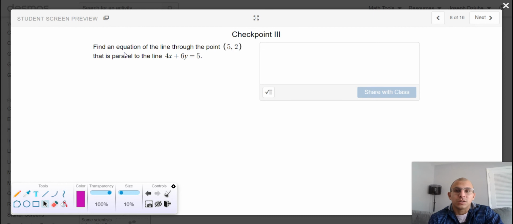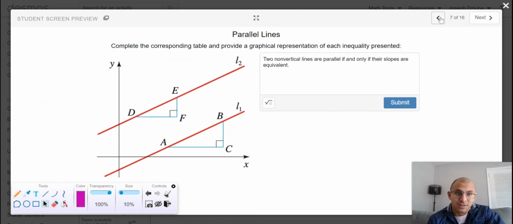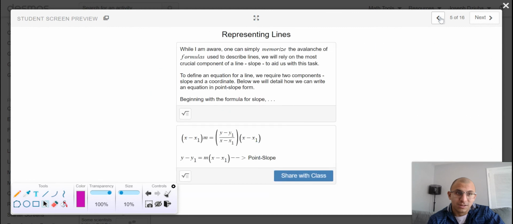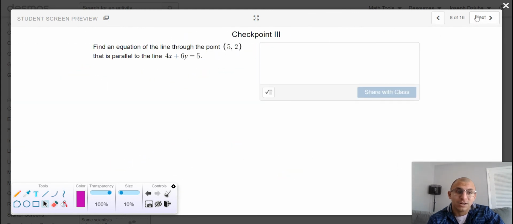Right. So in this task for checkpoint 3, we're going to find an equation of a line through this point that is parallel to this line. So remember, equations that share or are parallel have the same slope. We currently do not have a slope here. So you need to first identify what the slope is, and then coincidentally, you will have the slope and you will have the point. And in the previous second and third slide, you have two forms of an equation that will allow you to create a new equation.